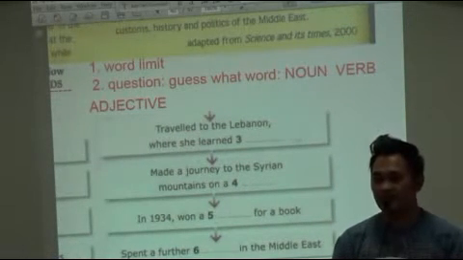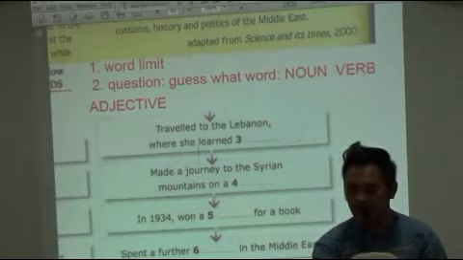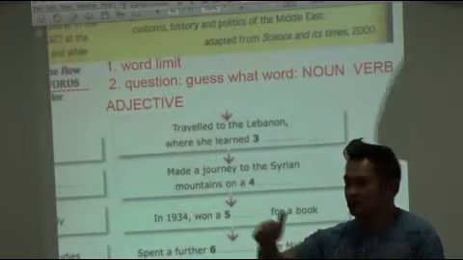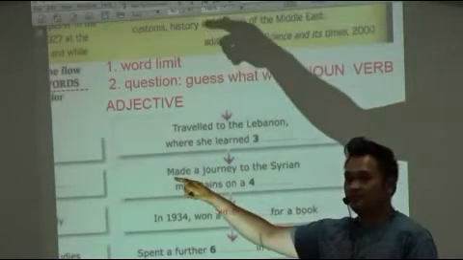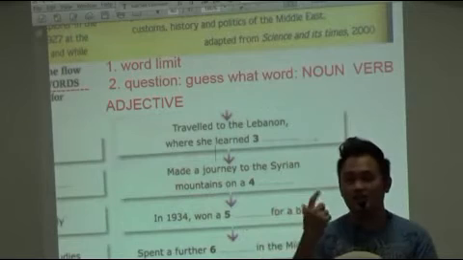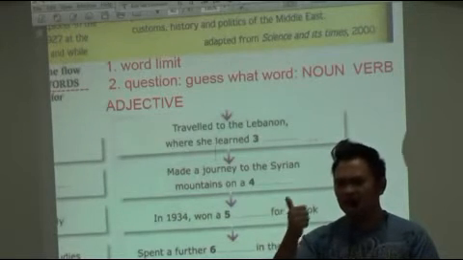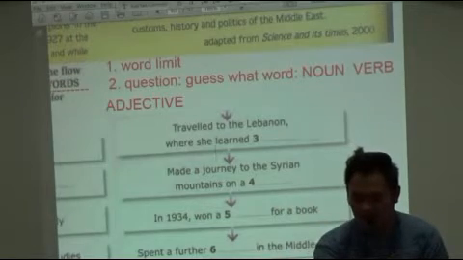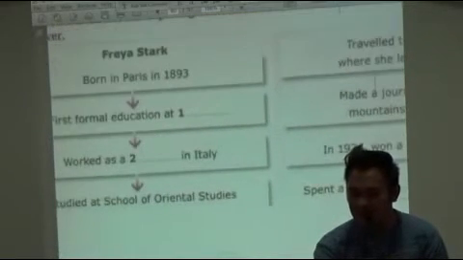Let's have an example. How do we know? Let's first go to number 1. First, you need to consider word limit. Step 2, look at the question, and you need to think. Is it noun? Is it verb? Or is it adjective? What am I looking for? Okay, so how do we do that? We need to study a bit of things.